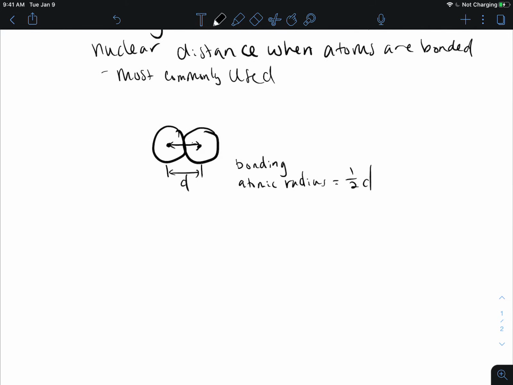The reason we can't get these nuclei any closer is because of electron-electron repulsions. I already talked in the last video about the bonding atomic radii trend, which is decreasing from left to right.